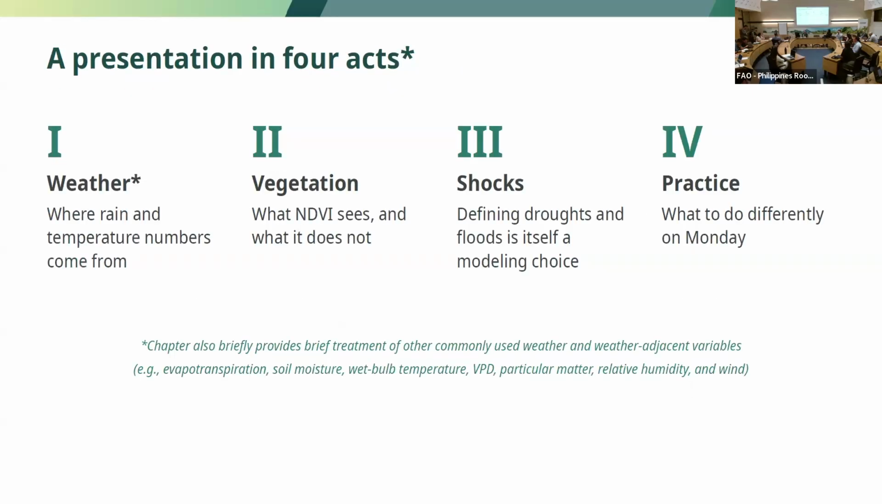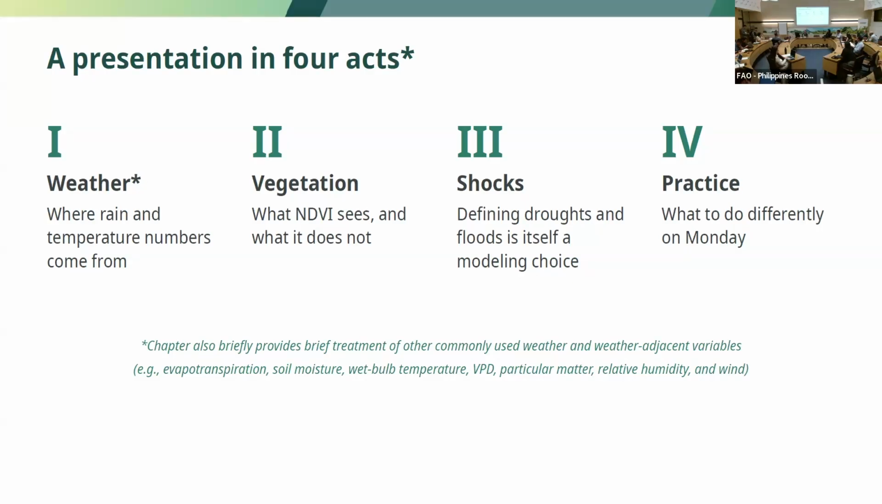So there are 4 main parts of this presentation. We'll talk a little bit about weather, where rain and temperature numbers tend to come from; vegetation, with a special focus on NDVI, given its prevalence in a number of different studies presented here and beyond, but importantly also what it does not see; the question of shocks, how we define droughts and floods, also emphasizing that this is a modeling choice; and then what you might want to do when you walk into your office on Monday after a wonderful week here in Rome.